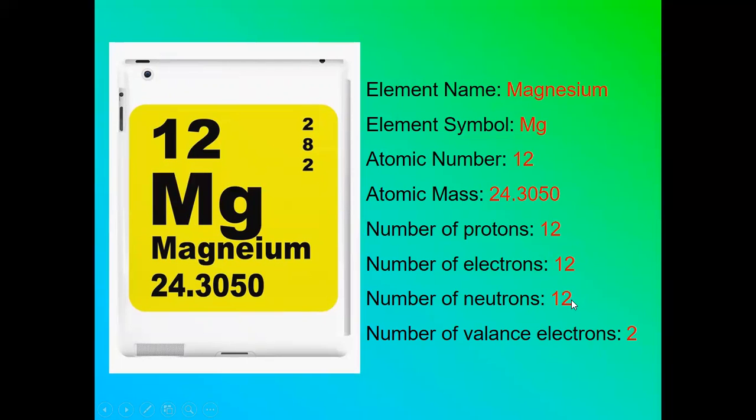The neutrons, remember, we subtract atomic mass minus atomic number. So that's going to be 24.3050 minus 12. That gives us 12.3050, which when we round according to the normal math rules, gives us 12 as well. Then we go up here and we look for our valence electrons. We have 2, 8, and 2. So this last number, 2, relates to the number of valence electrons.